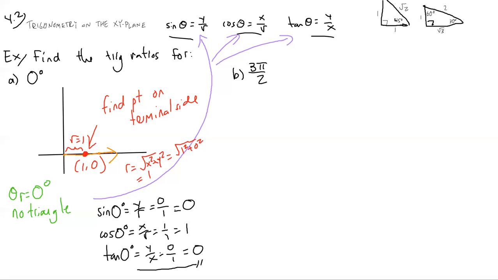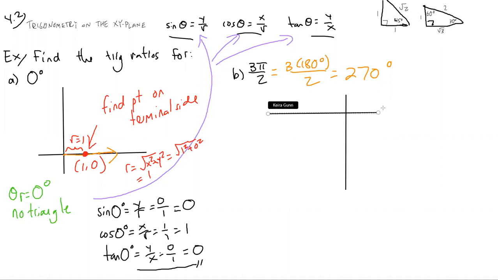Okay, the next one, it's in radians, so I'm just going to convert it. So we'd have 3 times 180 degrees over 2, so 270 degrees. This one, again, is going to fall in kind of an ugly place. 270 is going to be 180 degrees plus another 90. So it actually falls right on the y-axis. And we're going to have to do the same thing. So I'm going to choose an arbitrary point on that terminal side.